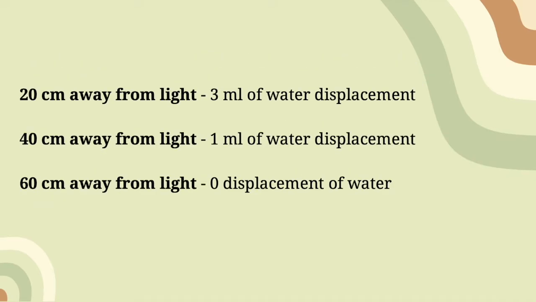For instance, these following results were taken after waiting 3 hours in this lab. The observations indicated that when the beaker that contained the moneywort plant was 20 centimeters away from the lamp, the volume of water decreased by 3 milliliters. At 40 centimeters, the volume of water decreased by 1 milliliter, and at 60 centimeters, there was no indication of any displacement of water except for a tiny oxygen bubble at the top of the cylinder.